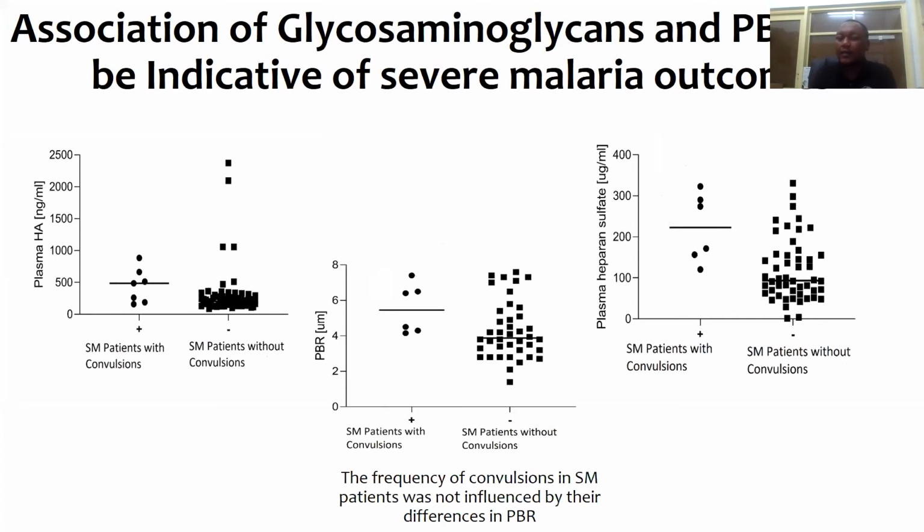Also, we saw that these markers were also associated with signs of severe malaria. Like plasma hyaluronic acid was higher in children with convulsions, and also heparan sulfate was elevated more in children with convulsions.